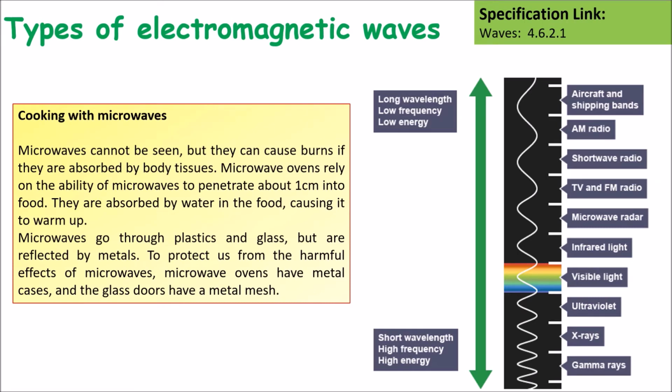Microwaves cannot be seen, but they can cause burns if they are absorbed by body tissues. Microwave ovens rely on the ability of microwaves to penetrate about 1 centimeter into the food. They are absorbed by the water in the food, causing it to warm up.